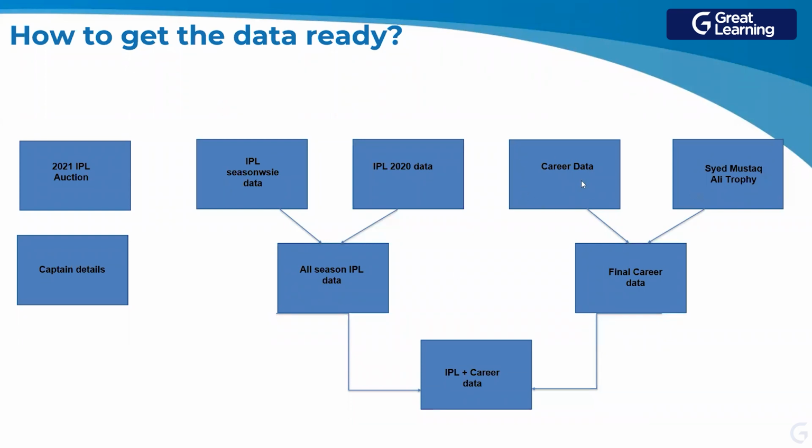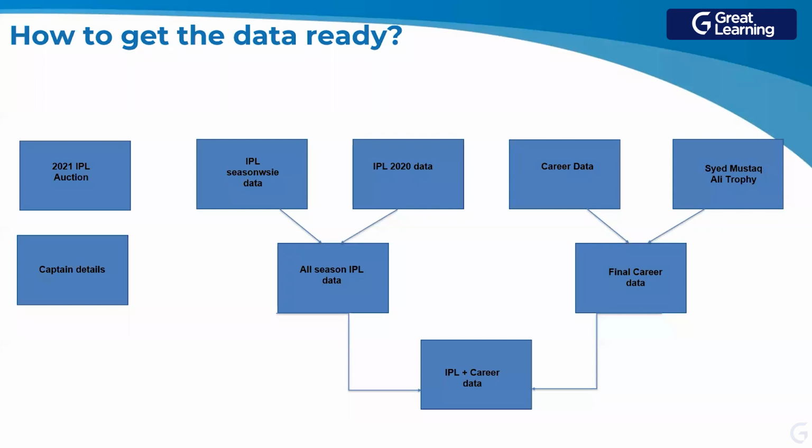Over here, I have the career data for international players, and also the Syed Mushtaq Ali Trophy data for my uncapped players. Uncapped players' data is also there in career, but it is just the same data as IPL. So I will delete those common rows which are there in Syed Mushtaq Ali and career, and combine both of them together to get the final career data. This career data and IPL data would be combined in one data format, which will be IPL plus career.